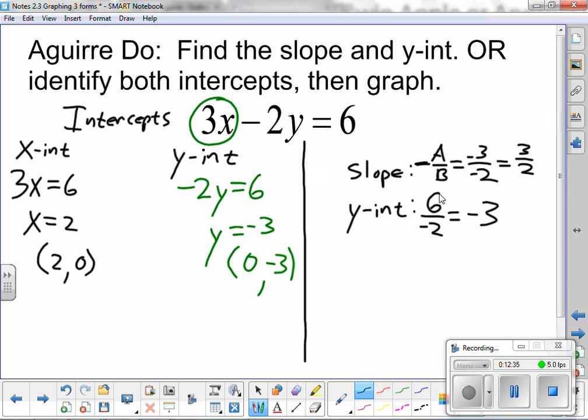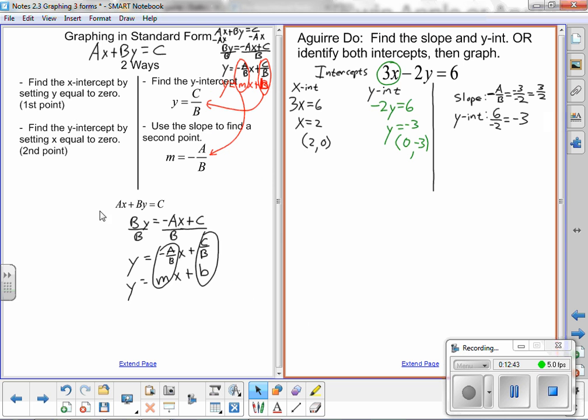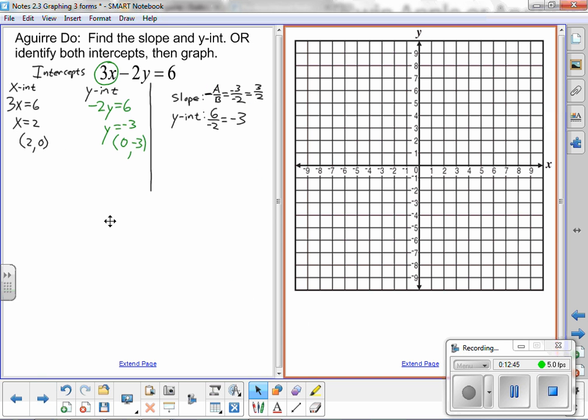All right, so let's see if that actually works out. I hope it does. Here we go, dual page. So you have to show one of these two for your work in the end. So let's do this one first. I'll graph this one in red. So 2, 0, that's going to be right 2. And then 0, negative 3, that's going to be down 3. And then you draw your line. Oh, hopefully your line looks better than that, though.